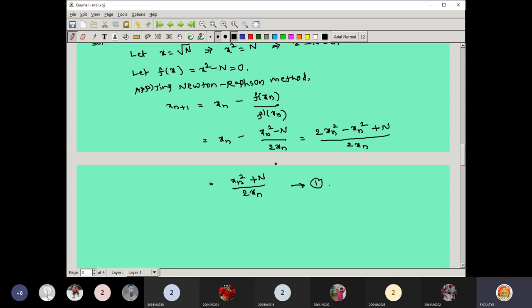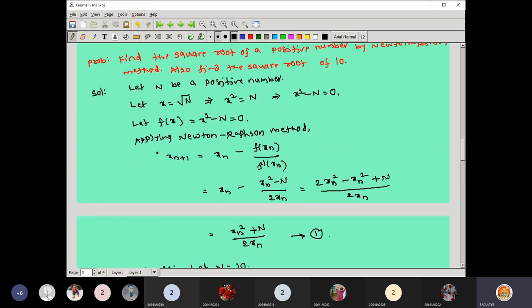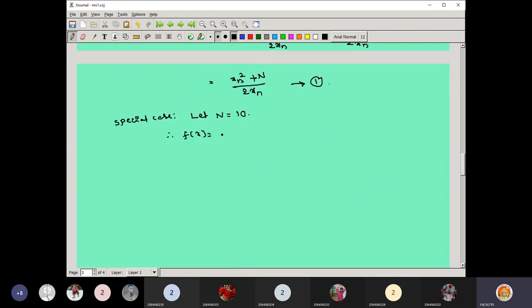Now after getting that formula, we are asked to calculate the square root of 10. So I am supposing that special case: let capital N be 10, the square root of 10. What is the f of x we have derived? That f of x is x square minus n. So write down the same formula: x square minus n, with n as 10, equal to 0. Now you are able to calculate a and b values.